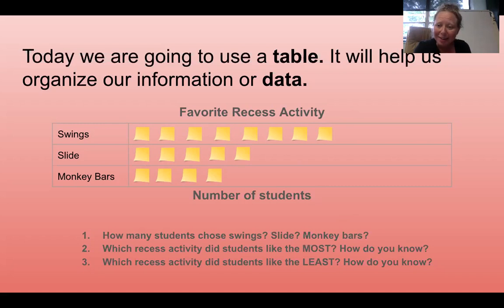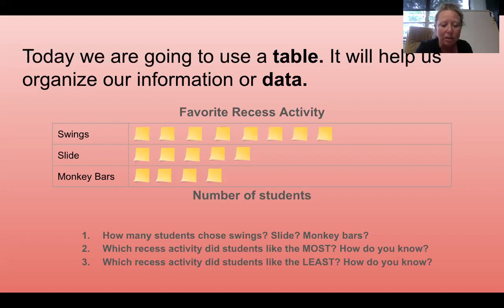Look at our chart now. I put all those sticky notes from the other slide into our chart. And I organized them by the choice. I sorted them by the choice that the students made. Let's answer some questions.